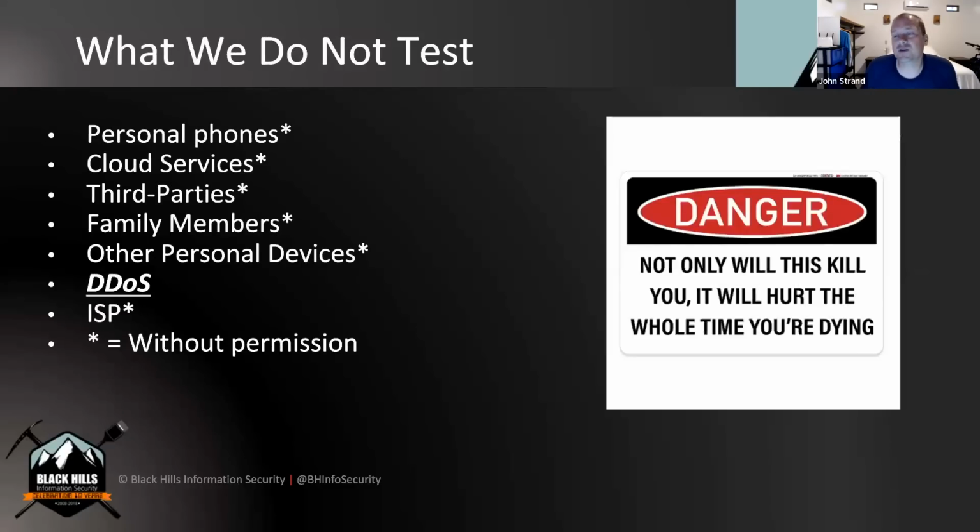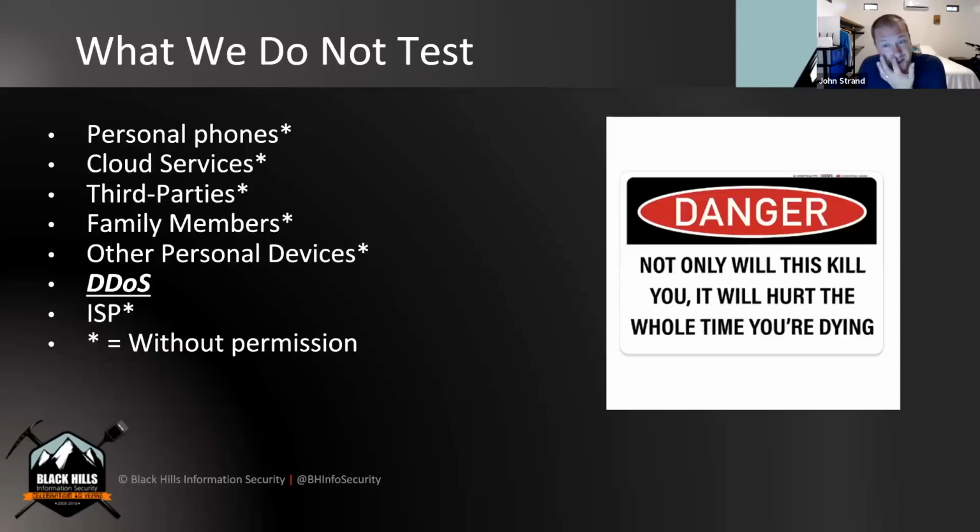So what are the things we don't test? We don't test personal phones. We don't test some cloud services. We don't test third parties. We don't test family members. We don't test other personal devices. We don't DDoS. We don't test internet service providers. Now, if you look at the slide, which of these things is not like the other? Which of these things doesn't belong? Every single one of the things with an asterisk are things that we have gotten permission to test.